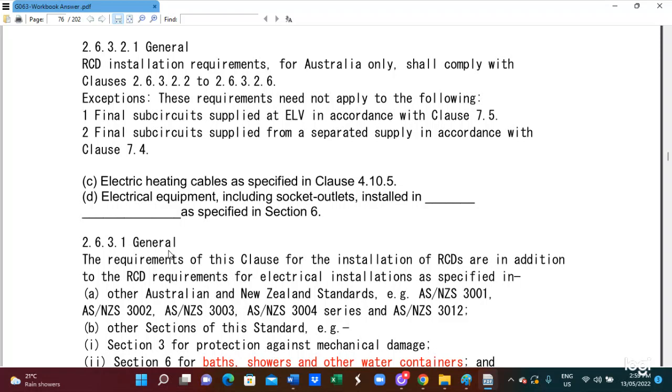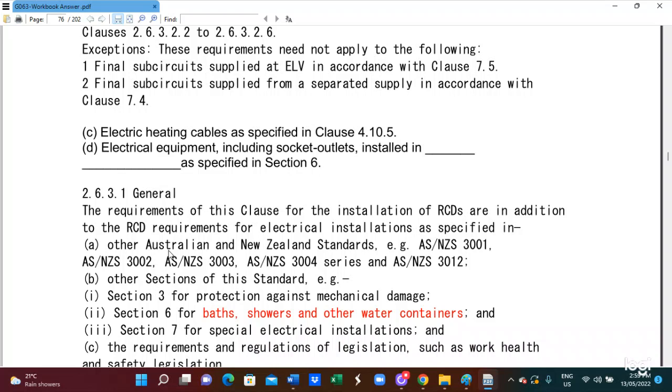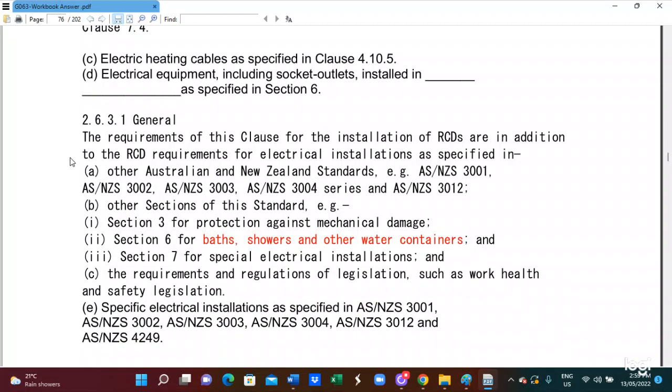Electrical heating circuit, specifying clause 4x10x5. And also 2.6.3.1 is general. The requirements for the installation of RCDs are additional to the RCD requirements for electrical installation. In this case, we have to use AS/NZS 3001, 3002, 3003, and 3004. So this is the mention of how to install the RCD.